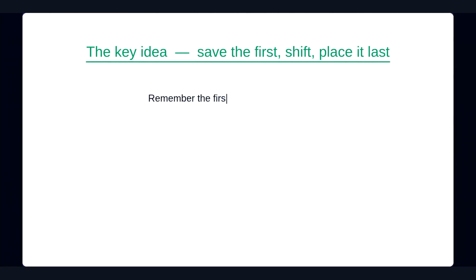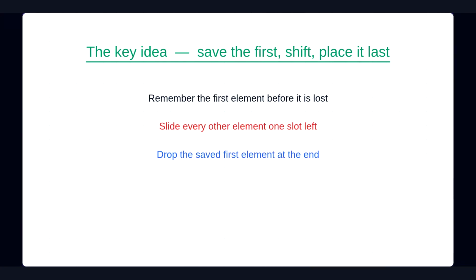The one thing that would get overwritten is the first element, so we save it in a temporary holder first. Then we slide every element one position to the left, meaning each slot copies the value from its right neighbor. That leaves the last slot free, and we drop our saved first element into it. The whole list has rotated left by 1.